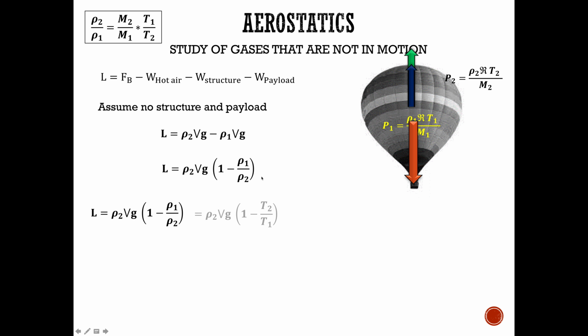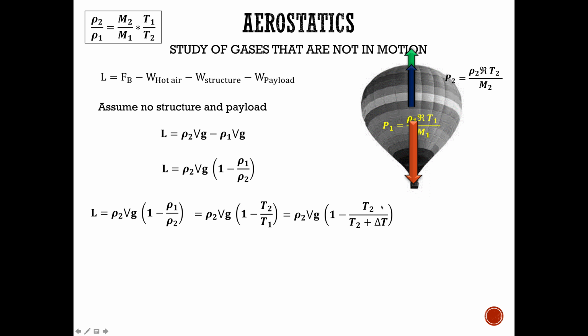So now we have to write it in terms of temperatures, right? Again, now you're making an assumption that the molar masses inside and outside are the same. It is just air, right? So this will go away, and you will just have the temperature ratio, right? So rho 1 by rho 2 equals T2 by T1, right? And T2 being the ambient temperature, T1 being the temperature inside, right?